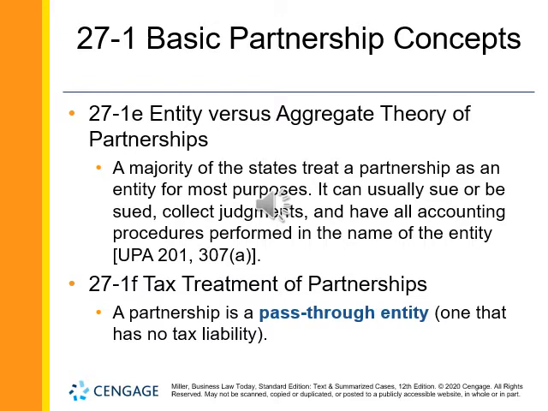Tax treatment of partnerships. A partnership is a pass-through entity. In and of itself, it has no tax liability. It does file an information return, a tax return that only reports the business's income and losses. The partnership itself does not pay taxes, but each partner's share of profits and of certain individual items are passed along to the partner, who then reports those items on their own individual tax return.